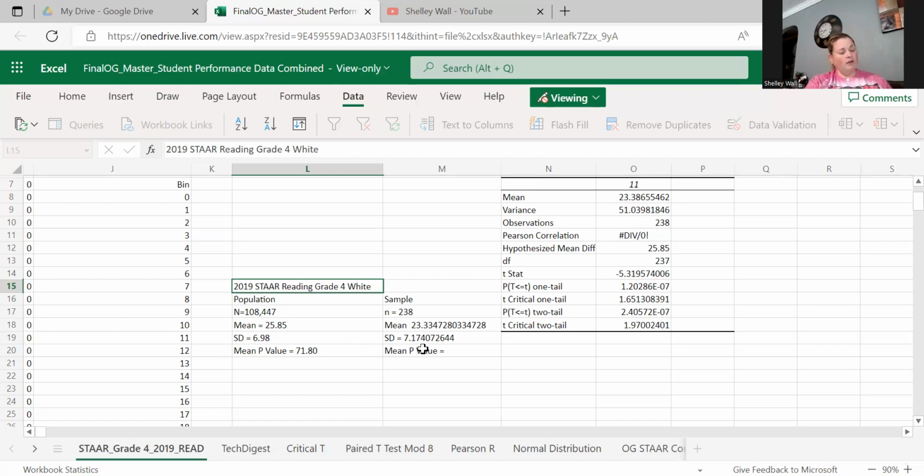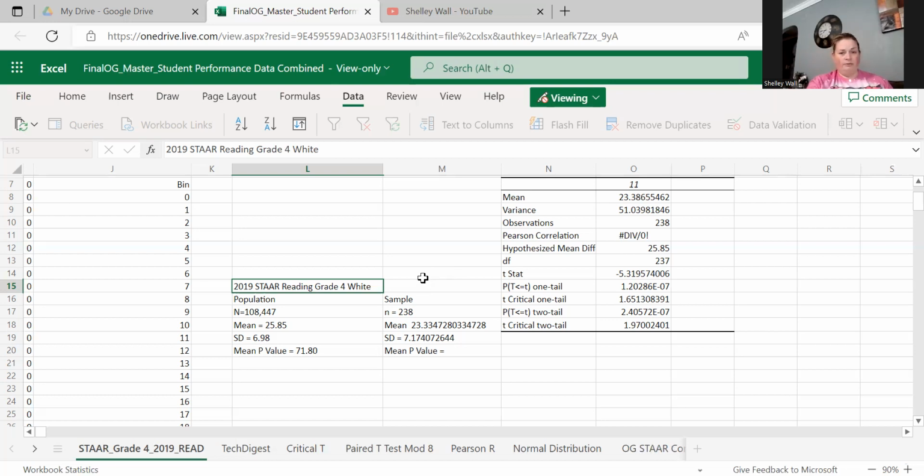Let me see. So the next thing we want to do is interpret results. And I basically just told you that I'm going to reject my null hypothesis, which said there is no difference. So in this district, there is a statistically significant difference in the population mean versus the state of Texas for grade 4 white students testing in reading.